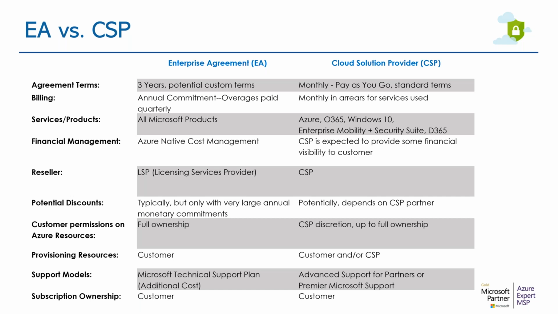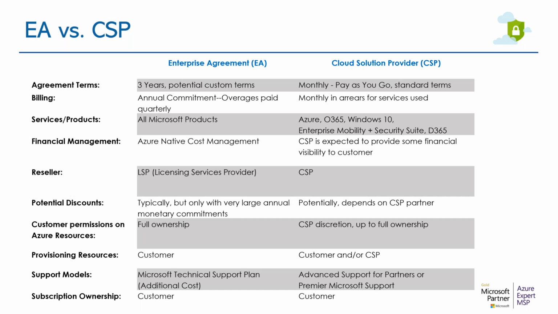From financial management, in an EA you're going to use the Azure native cost management tools, which some customers are able to use fairly well. A lot of times they have to extend it themselves to get the insights and information that they need. From a CSP perspective, the CSP is expected to provide some sort of financial visibility to the customer. Your mileage may vary, depending on which CSP you're working with. We'll get into what CoreTech does specifically, but just know that if you're looking for a CSP, make sure you have solid financial information they'll be providing for you through that program.